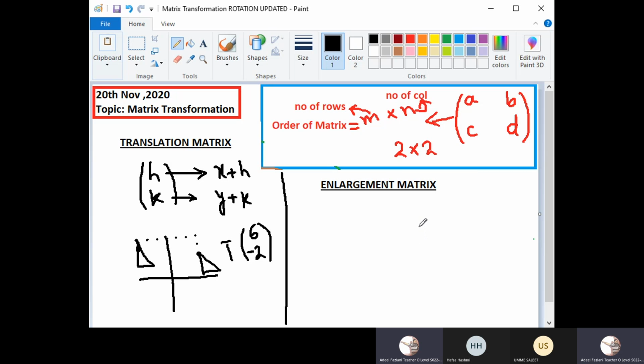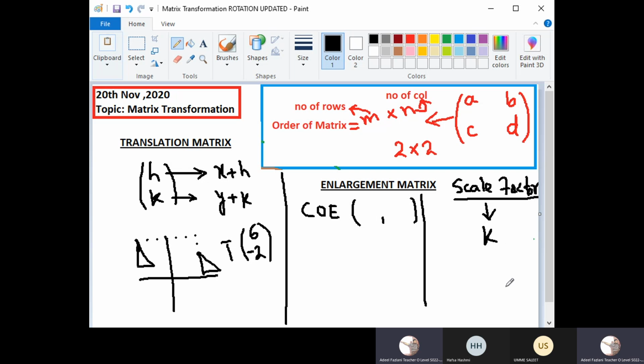So the center of enlargement can only be found with the help of coordinates. When it comes to the scale factor, the center of enlargement can only be written in the format of coordinates. The scale factor is always represented by which letter? Can you tell me? Do you remember? What was the letter? SF. No, it was K. Yes or no? Oh, okay, sir.